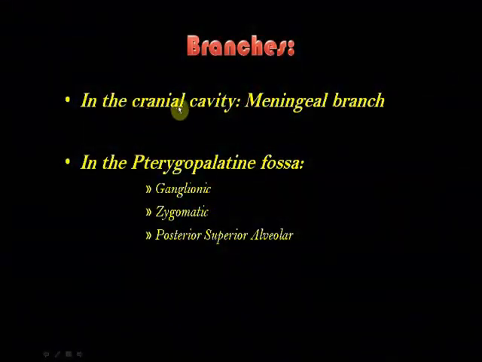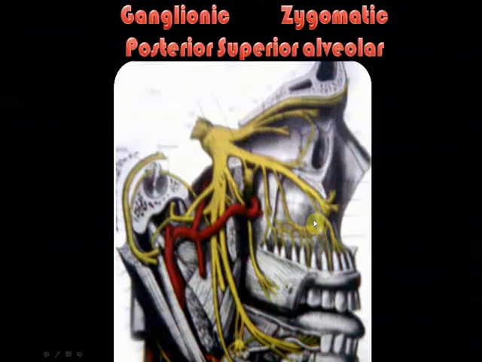The branches of maxillary nerve. In the cranial cavity, it gives a meningeal branch to the meninges. In the pterygopalatine fossa, it gives three branches: the ganglionic branch, the zygomatic branch, and the posterior superior alveolar branch. So we'll see one by one.